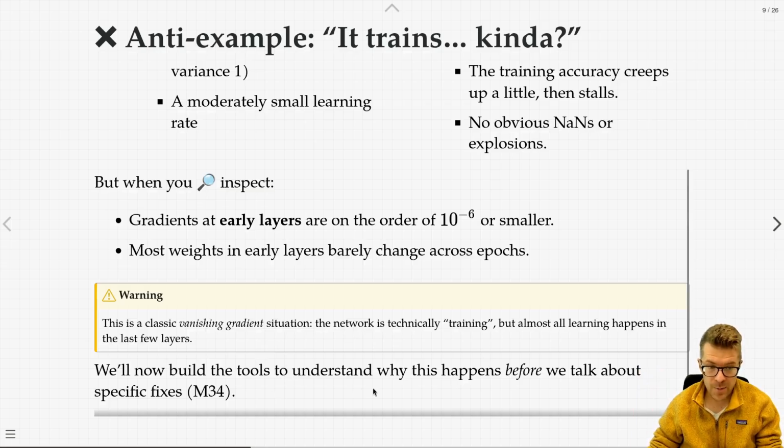I'm going to talk a little bit about building some tools to help understand this problem, to diagnose the problem, and we're going to talk about specific fixes a little bit later.